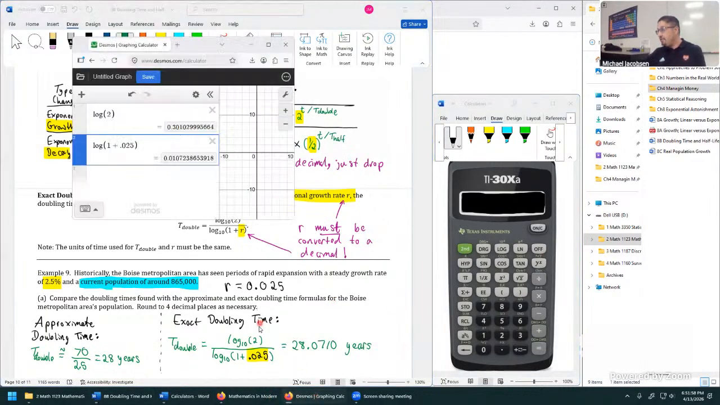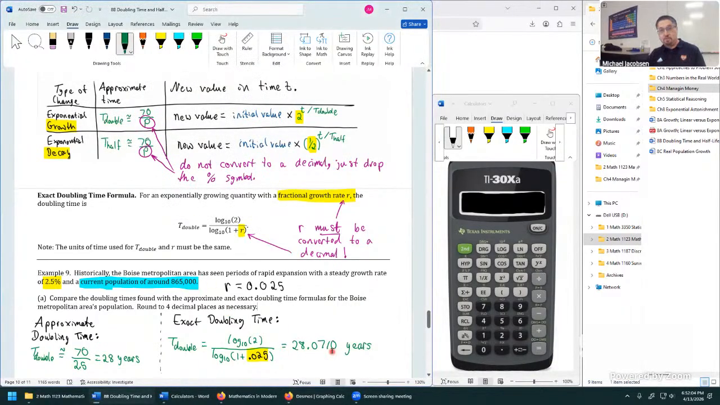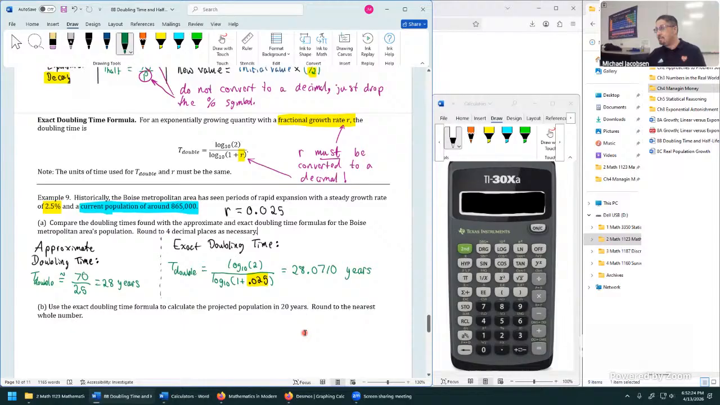So either way you do it, even if you break up numerator and denominator, get those values out, and then just divide the two, we're coming up with 28.0710 years. Any last questions or comments at all, folks, with the computation side of this one? Okay, well, now that we have that, here's the follow-up question.